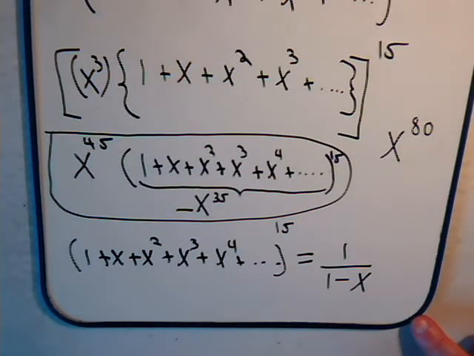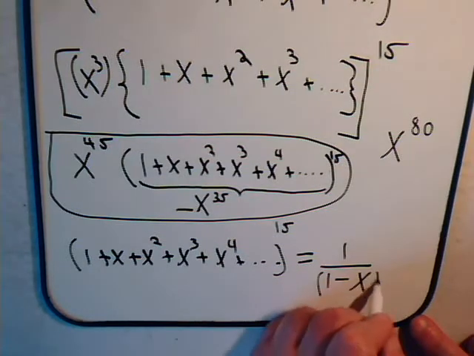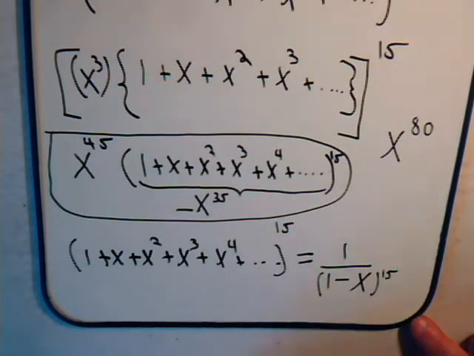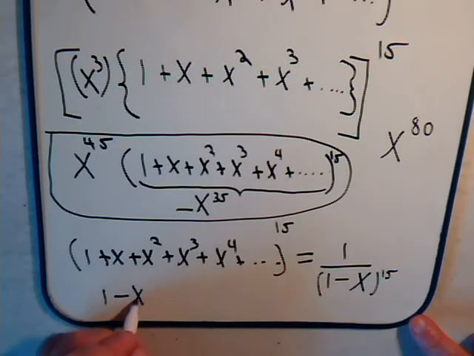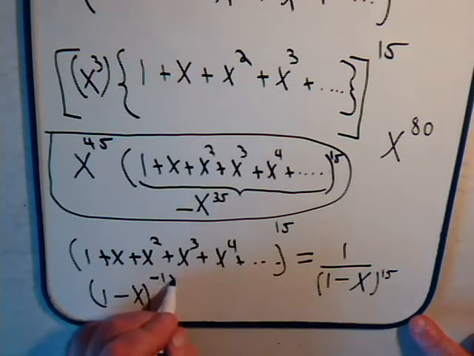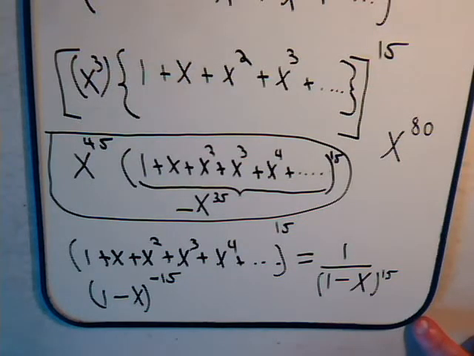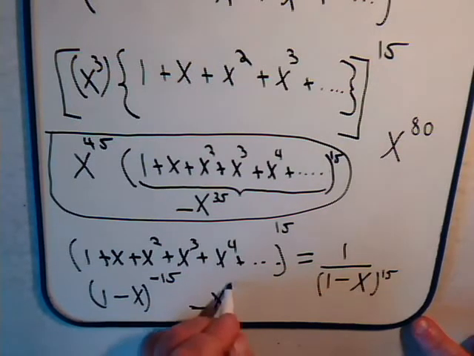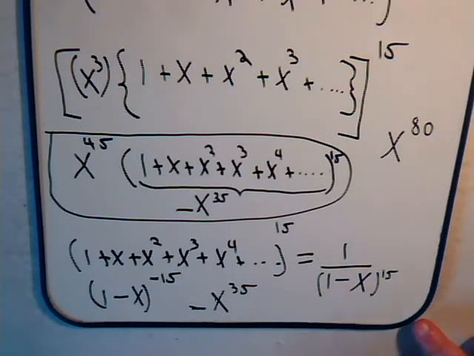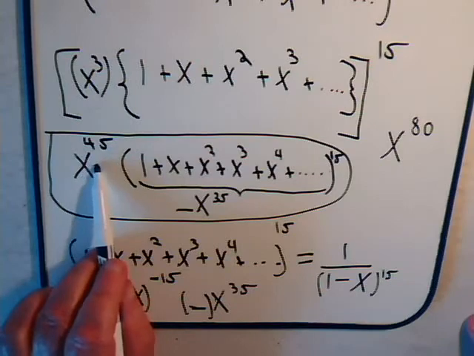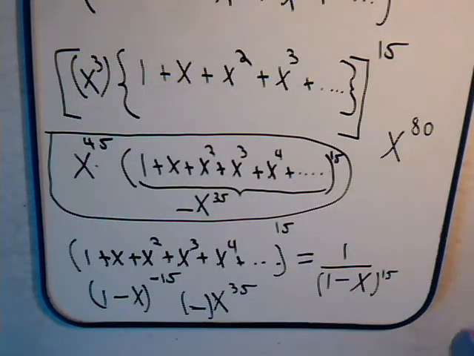So we have this to the 15th power, which will equal 1 over 1 minus x to the 15th, or 1 minus x to the minus 15. And now our strategy is we want to find the coefficient of x to the 35, and we say now not x to the 80 because this was factored out. So from this expression, we're interested in x to the 35th power, so we want to find that coefficient. And we're not going to grind out all of the numbers.